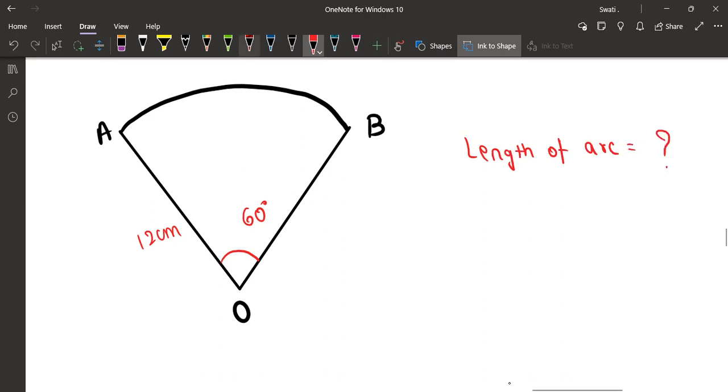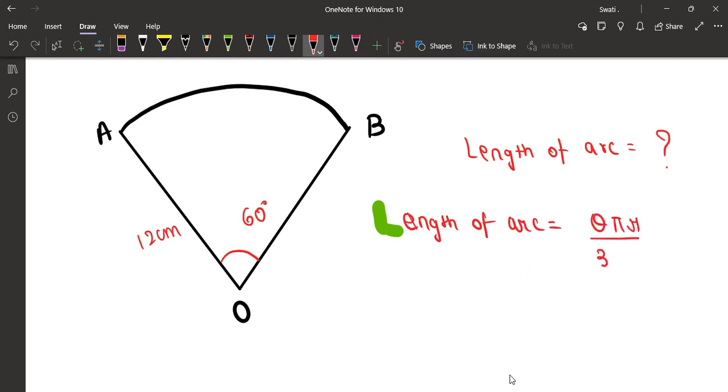Okay, that means we don't need to put any value of pi. We will be keeping our answer in terms of pi only. So that means our answer should contain pi, right? So we all know the formula of length of the arc. So the length of the arc formula is theta pi r over 360.